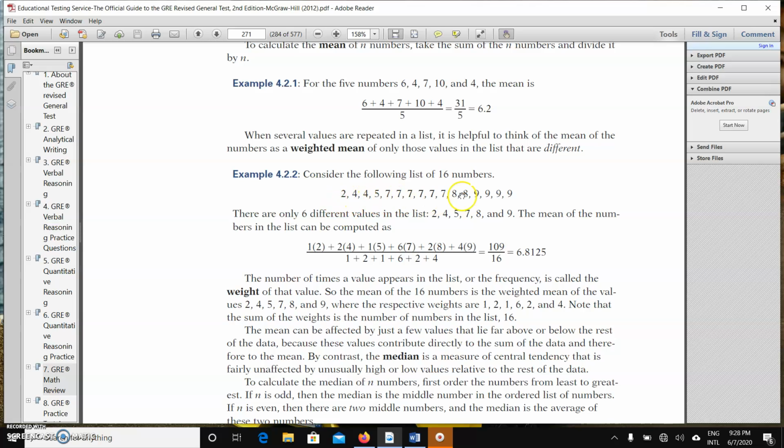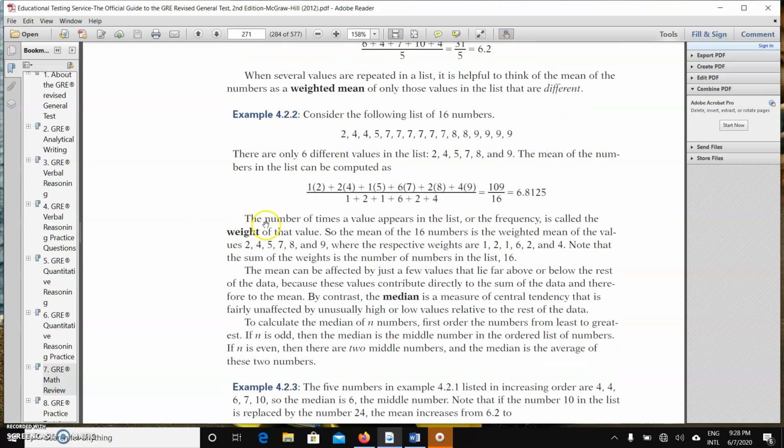You count the number of occurrences and you have 16. Another way to do that is to bring out the number of times they occurred: 1, 2, 1, 6, 2, 4. You add them together, you have 16. Or you can simply count the numbers one by one, you have your 16. By the time you do this calculation, you multiply and you add, you're going to get 109 divided by 16. You're going to get this answer. So that is the weighted mean.